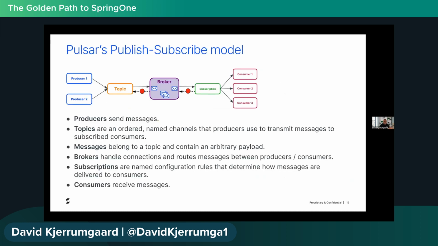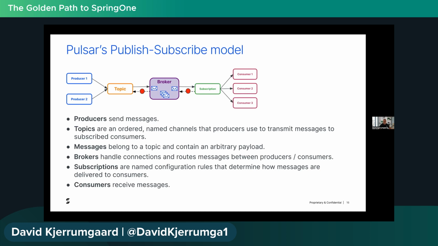Again, this is the verbiage for that. Producers send messages, topics are the channel through which we talk, and the brokers handle the connections and the messages between the two. The messages are the smallest unit that contain the payload and the metadata. We talked about the keys, the properties, the producer name, the sequence ID. And these subscriptions are the configuration rules that determine how messages are delivered to one or more consumers: who can attach, who gets what messages at what point in time, and how those messages are routed from the topic to the different consumers based on the rules and subscription types that you define.